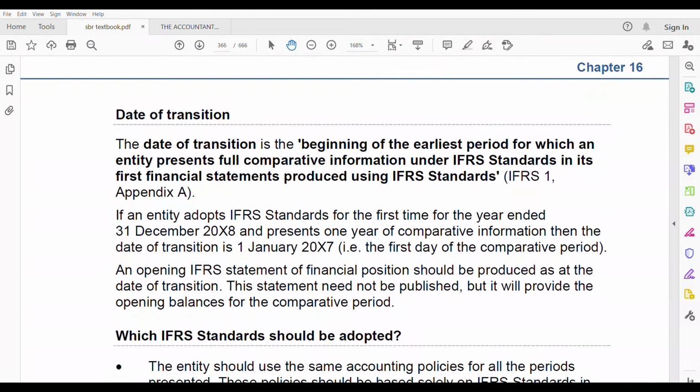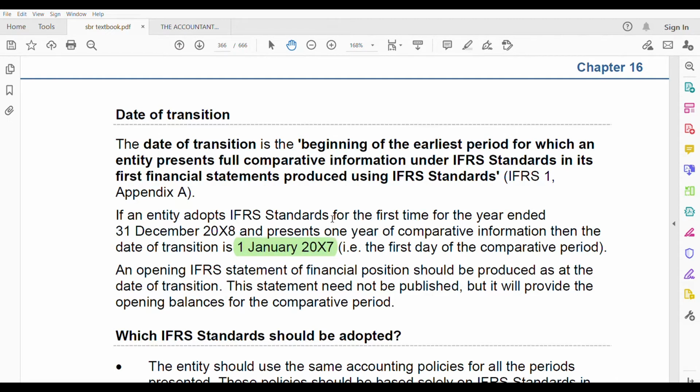Date of transition. What is the date of transition? That is the beginning of the earliest period for which an entity presents full comparative information under IFRS standards. Your financial statements will be fully under IFRS standards. In its first financial statements produced using IFRS standards, that is your first set of financial statements, you are using full IFRS. If an entity adopts IFRS standards for the first time for the year ended 31st December 2008 and presents 1 year of comparative information, then what is the date of transition?